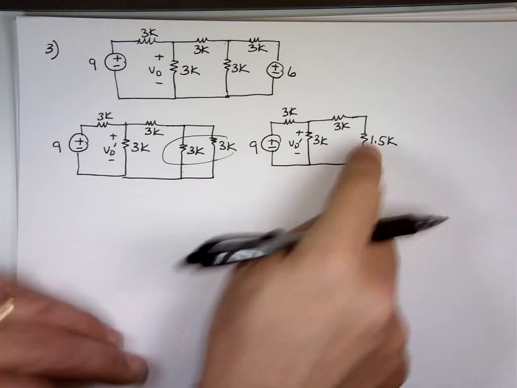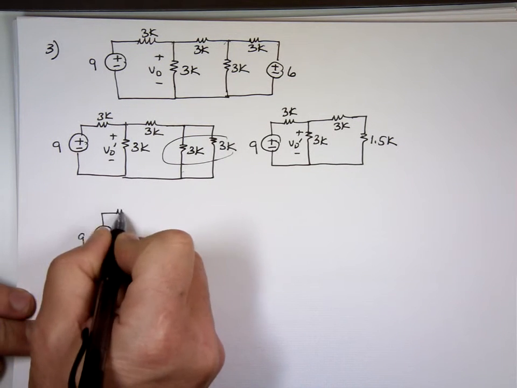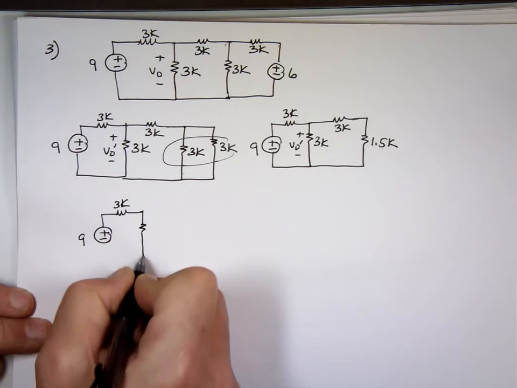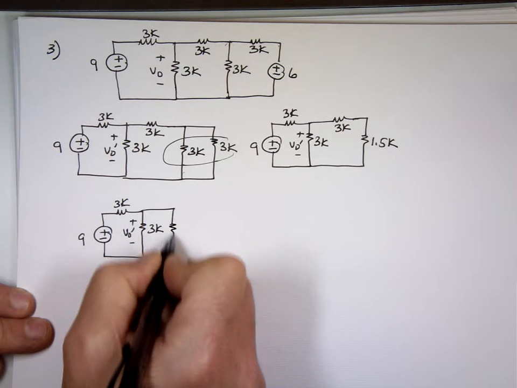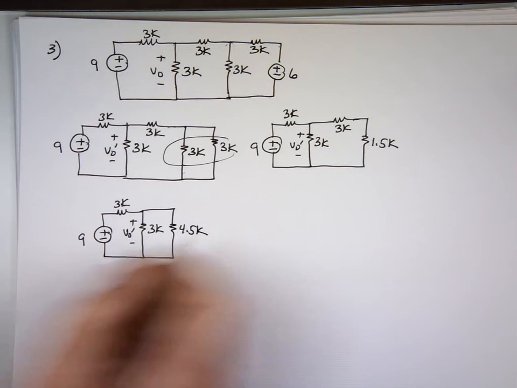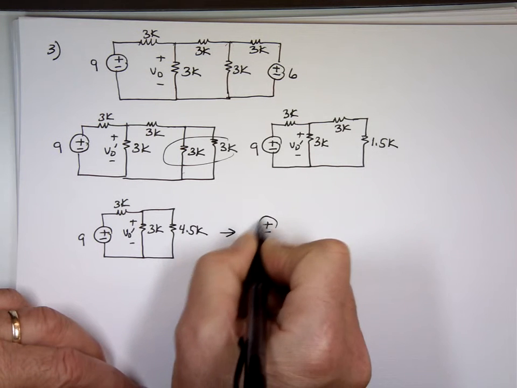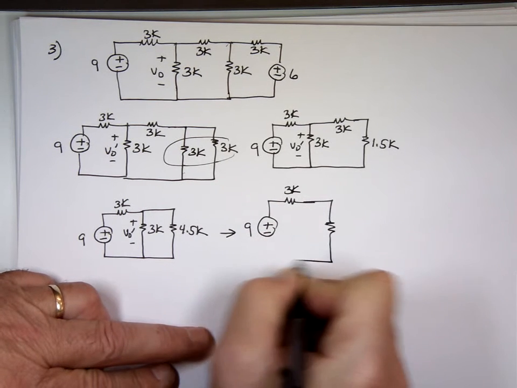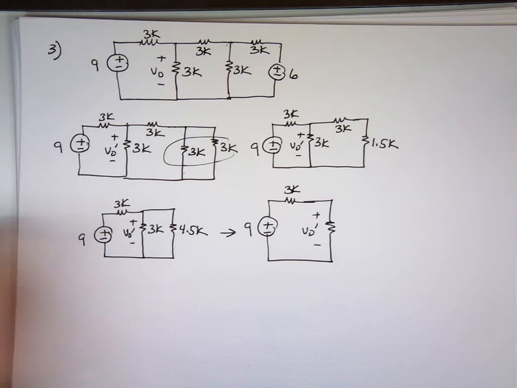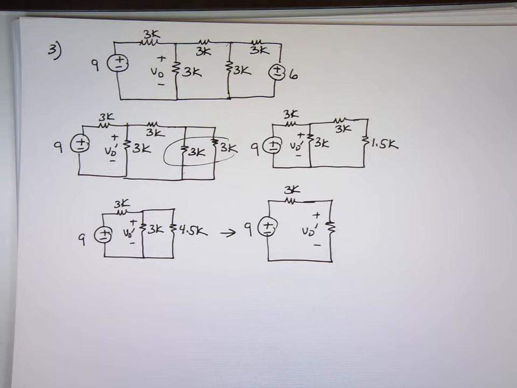And what do you notice? These two are connected how? Series. So that would be what? 9, yep. 3K. And this would be 4.5. They're still in parallel. If I combine them, I'm not going to lose V out. So if I do that again, the product over the sum. The sum is 7.5, so 3 times 4.5 divided by 7.5, 1.8.